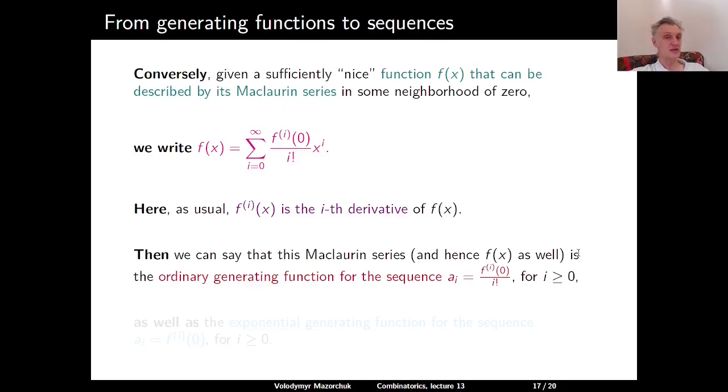Then we can say that this Maclaurin series, which is a formal power series, and hence our function f as well, is the ordinary generating function for the sequence given by the coefficients. And the coefficients are a_i, which is f upper i at 0 divided by i factorial. So this function represents the ordinary generating function for this sequence, as well as the exponential generating function for the sequence f upper i at 0. So the same function gives the ordinary generating function for one sequence and the exponential generating function for another sequence.